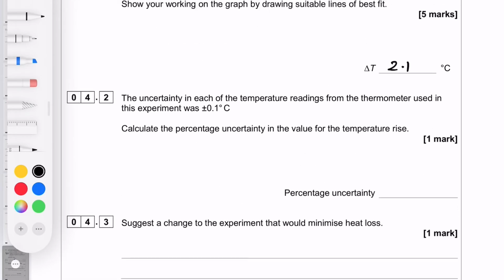Did you plot the points correctly within half a square? Did you draw 2 lines of best fit between 0 and 3 and 6 and 12? Did you extrapolate to the 4th minute, and did you work out your temperature rise?